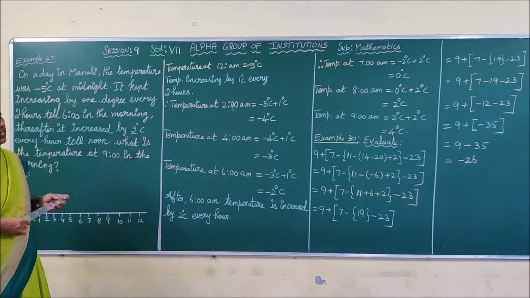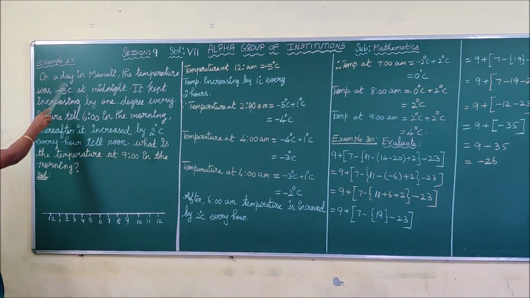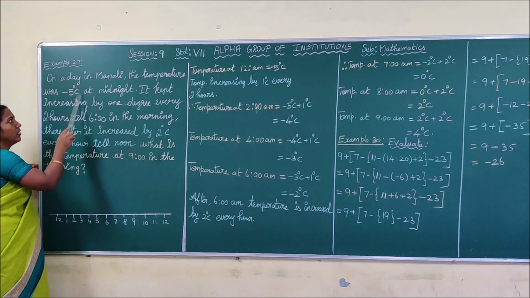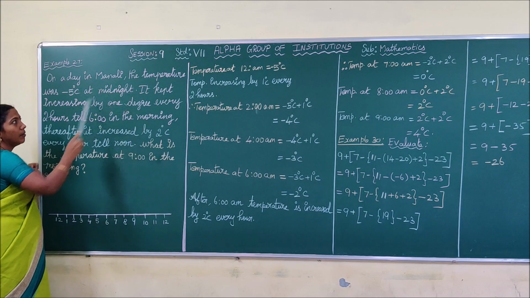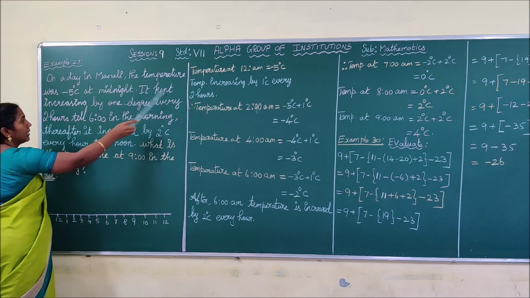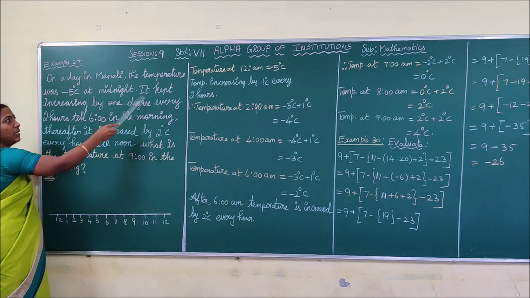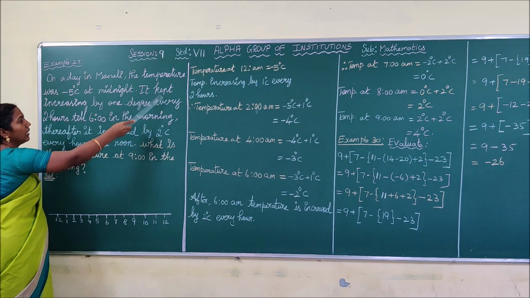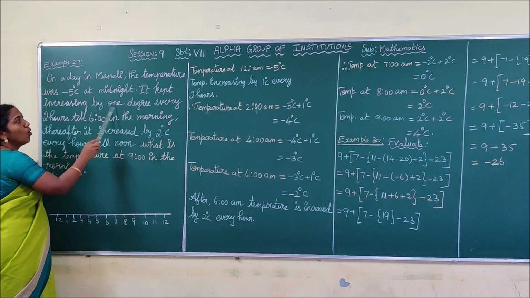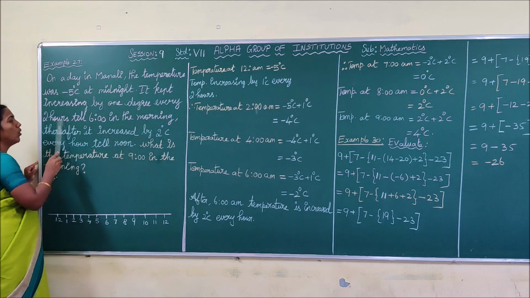See example 27, children. On a day in Manali, the temperature was minus 5 degrees Celsius at midnight. Midnight means what is the time? 12 a.m. It kept increasing. It means here the temperature kept increasing, that is, 1 degree every 2 hours.